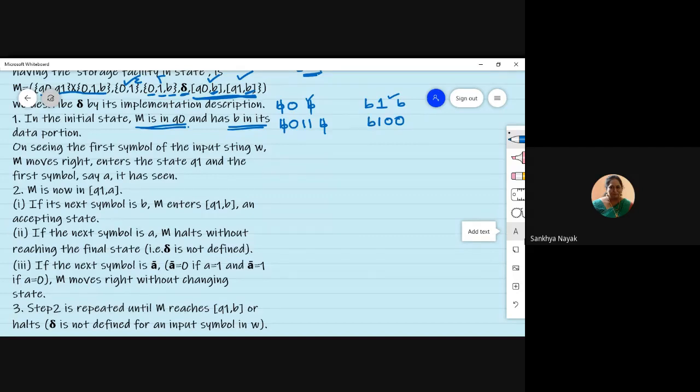So this should be preceded and followed by a blank symbol. Okay.